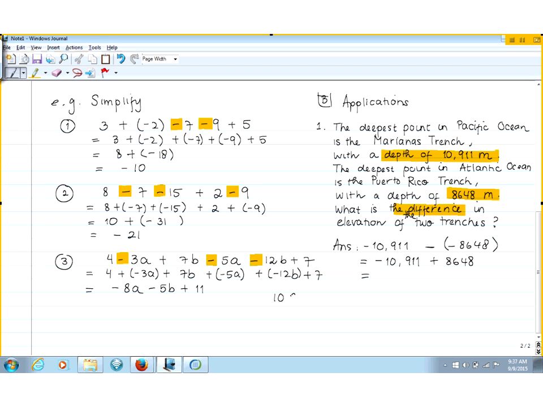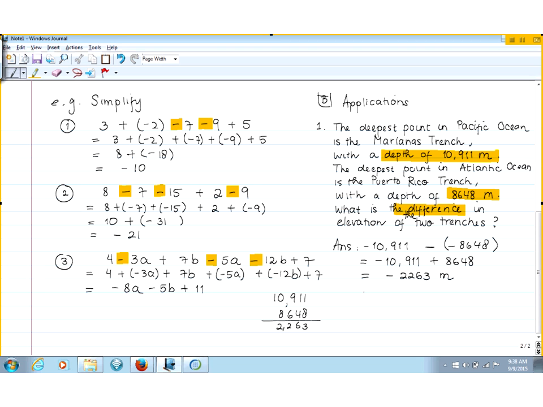Do I add or do I subtract? Subtract. So 10,911 minus 8,648. So 11 minus 8, 3. 10 minus 4, 6. 8 minus 6, 2. And then 2. So what's my answer?